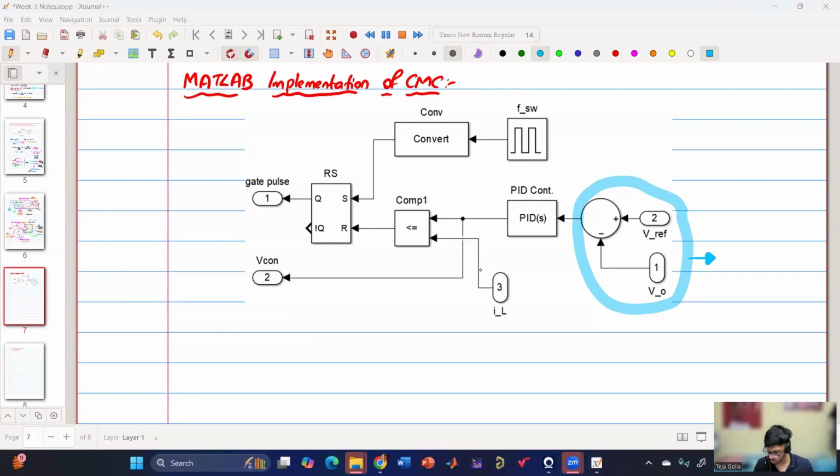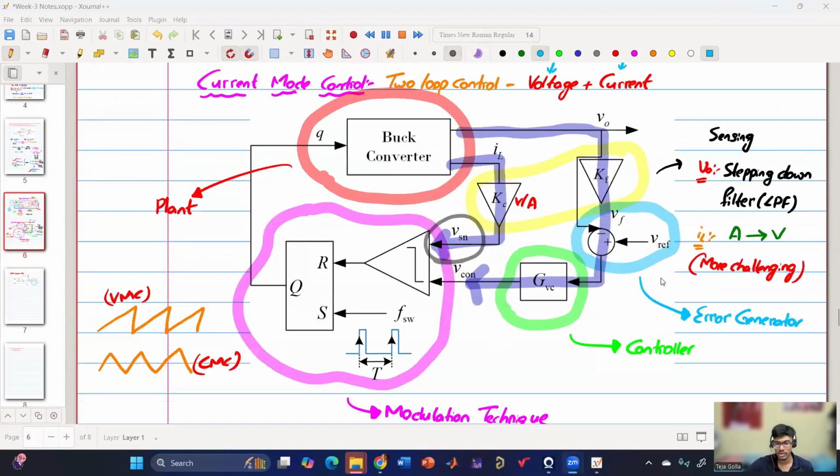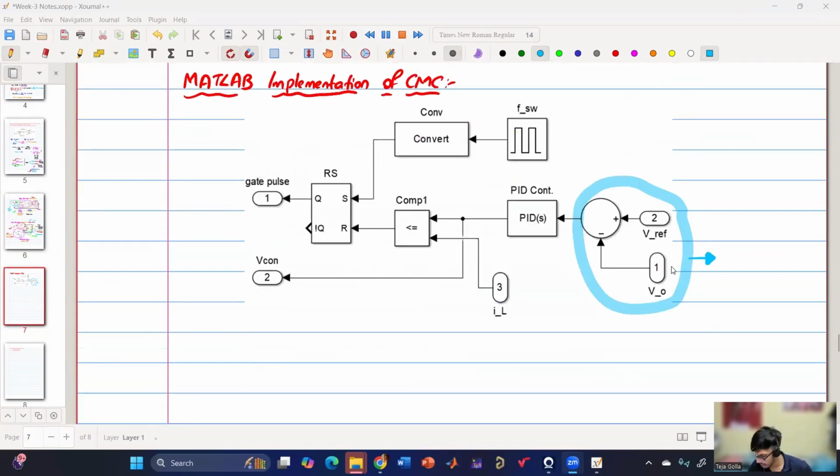Comparator? No, Arun, it is not the comparator. Basically, we are subtracting Vref minus V0. If I go back here, can you tell me which block corresponds to what I have highlighted? Yes, the light blue one, the error generator. I'm using the same color so that there will not be any confusion. And here sir has not used sensing because this is simulation, but sensing gain is needed for practical implementation. For simulation, it works because it is the ideal case, whereas in practical implementation in hardware, you will need sensing gain.